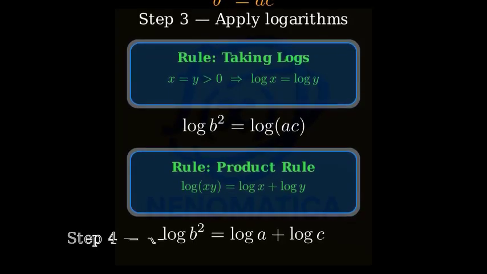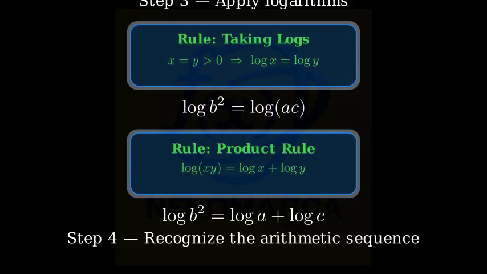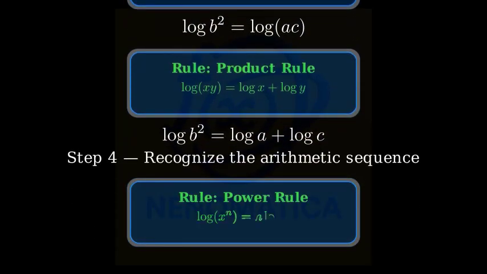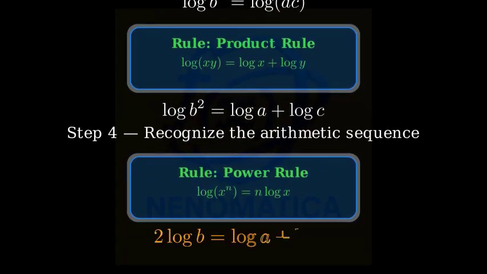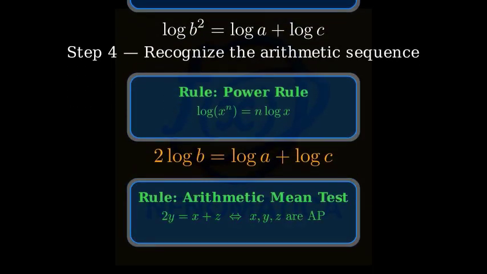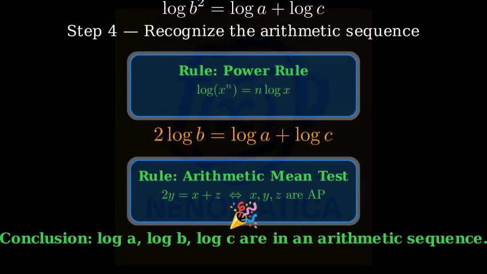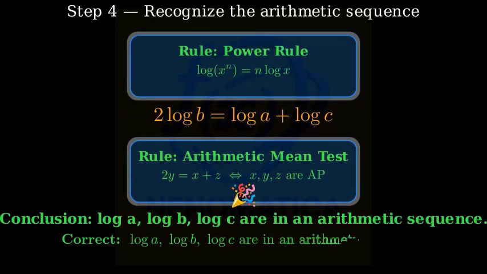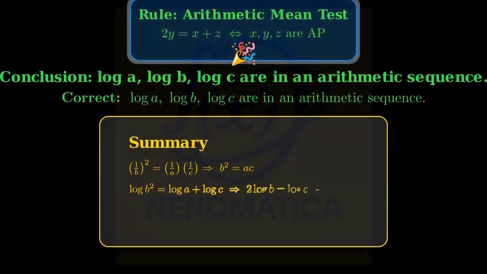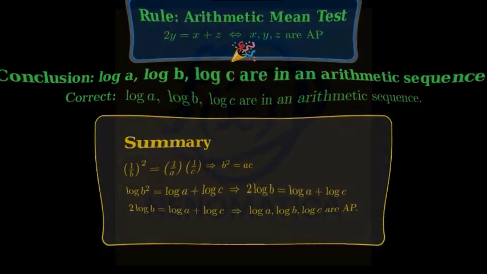Step 4. Move the exponent using the power rule for logs. The power rule says log of x to the n equals n times log x. We get 2 log b equals log a plus log c. This is exactly the condition for an arithmetic sequence. Twice the middle equals the sum of the ends. Therefore, log a, log b, and log c are 3 consecutive terms of an arithmetic sequence. The correct option is 3 consecutive terms of an arithmetic sequence. Let us summarize the full chain in one place.